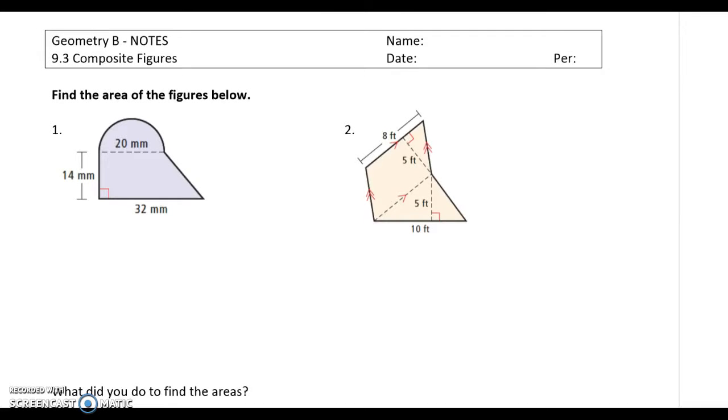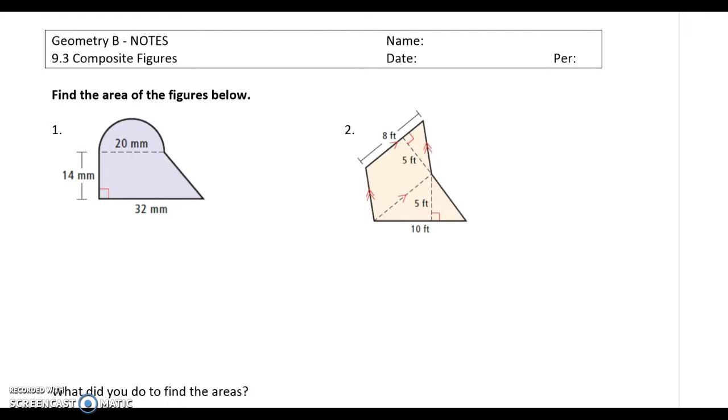In this lesson, we're going to be looking at combining areas of different shapes into what we are calling composite figures. If you think about a composite, it's a mix of different things. So we're mixing different shapes to create these irregular shapes. So basically what you have to do is take a look at the pictures and think about the pieces that make up the picture.